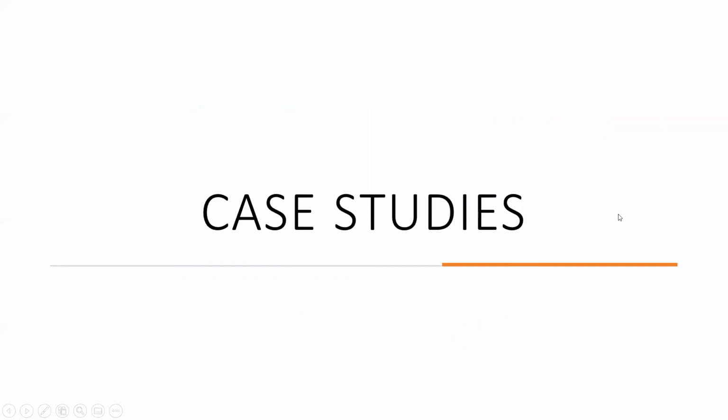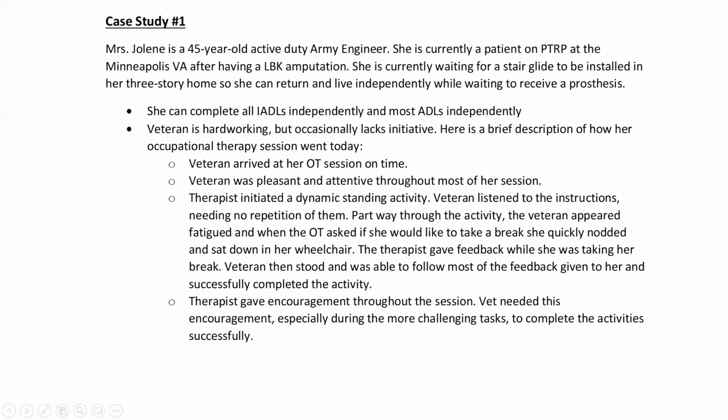So now we're going to look over a few case studies and practice scoring them. Let me grab out a highlighter. Okay. So in this first case study, we have Miss Jolene. She's a 45-year-old active duty Army engineer, currently a patient on P-TRIP, and she just had a left below the knee amputation. She is waiting for a stair glide to be installed in her 3-story home.